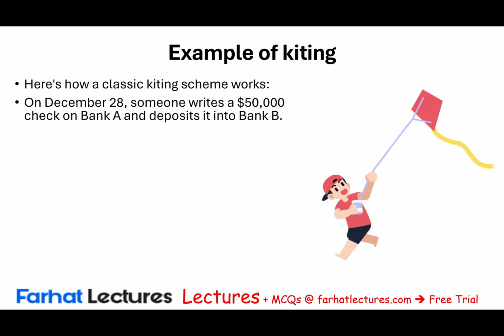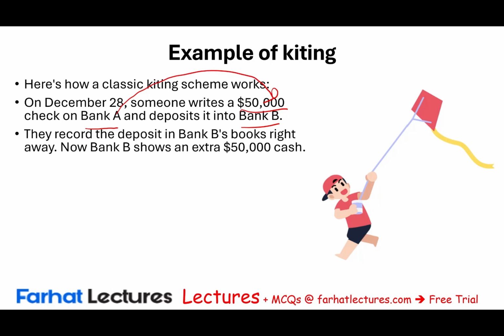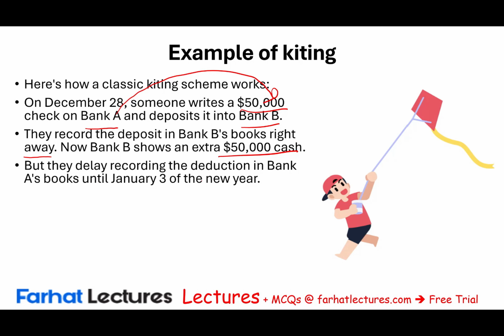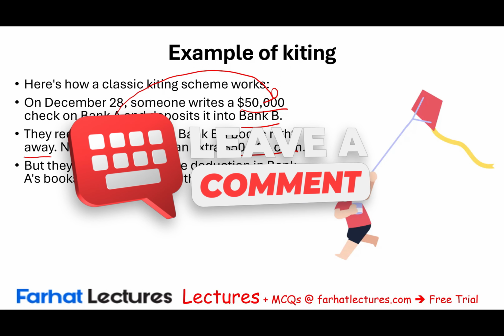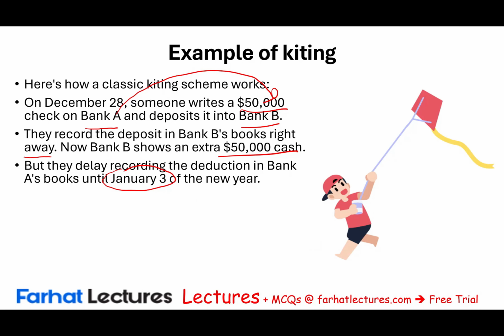For example, a classic example will be on December 31st, someone wrote a check for $50,000 on bank A and deposited it in bank B. So they took $50,000 from bank A, put the money in bank B. They record the deposit in bank B right away. Now bank B shows a $50,000 cash deposit, but they did not do the recording until January 3rd for bank A. Remember, the money went out of bank A in December. They did not record that transfer until this January. So as of December 31st, you have $50,000 in bank A and $50,000 in bank B. This is called kiting, having the money in two different places. This is what kiting is.